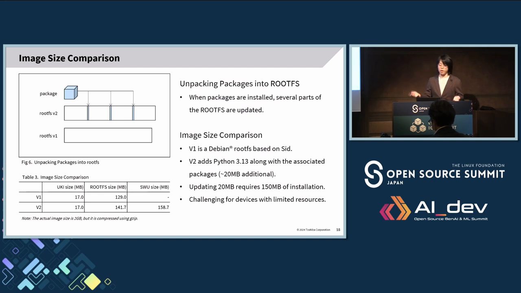However, because we are using A/B update, the actual update size becomes quite large. In this scenario, the total size is around 550 megabytes. So the example shows how a small change in the root file system can lead to large overall updates. As I mentioned earlier, this issue can be resolved with delta updates.